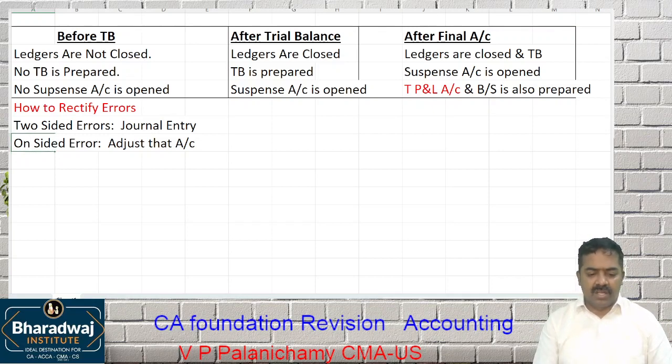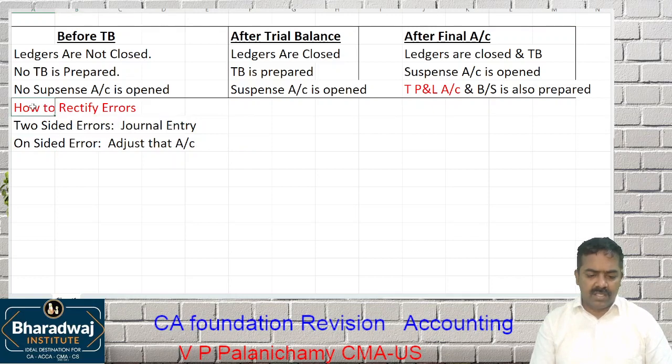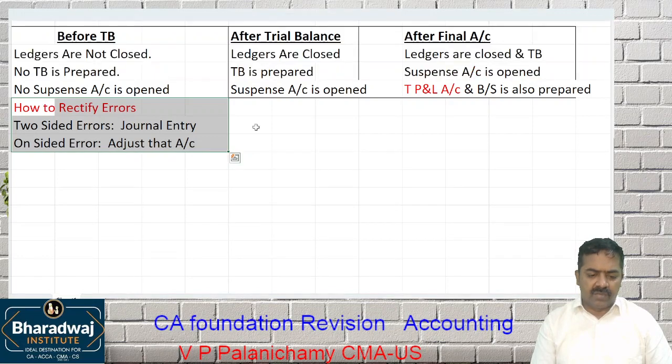No journal entry should be passed. If the error is affecting only one account, no journal entry should be passed. Just adjust that account. If the error is affecting two accounts, then adjust by passing a journal entry. Sir, what about if errors are rectified after trial balance?